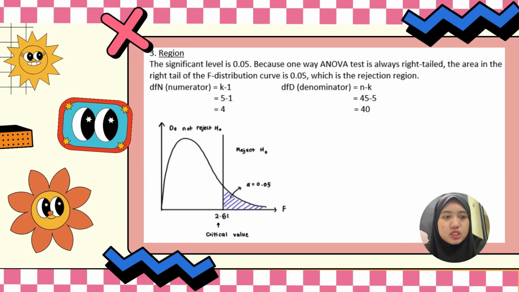Step 3 is the rejection region. The significance level we use is 0.05. Because the one-way ANOVA test is always right tail, the area in the right tail of the F distribution curve is 0.05, which is the rejection region. Next, the degrees of freedom for the numerator is equal to k minus 1, so we get 4. The degrees of freedom for the denominator is n minus k, so we get 40. The critical value is 2.61.